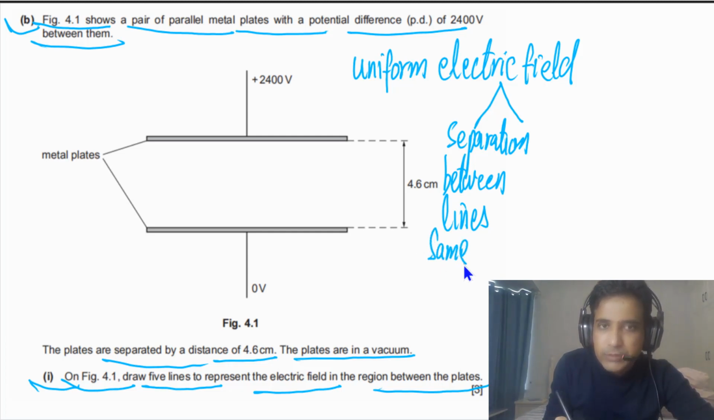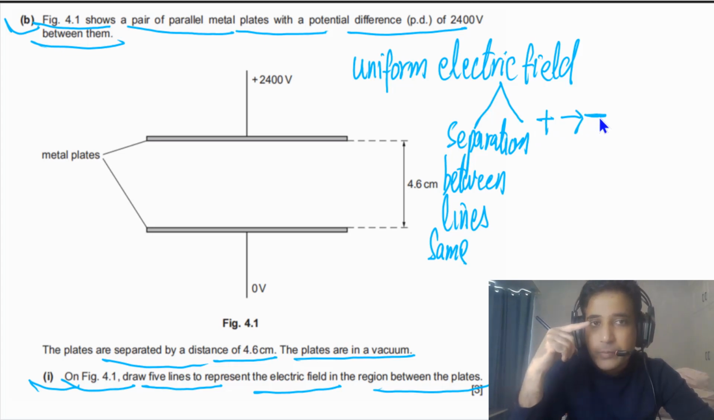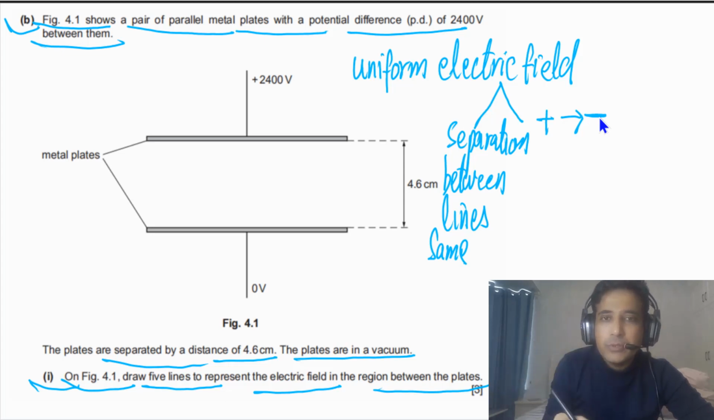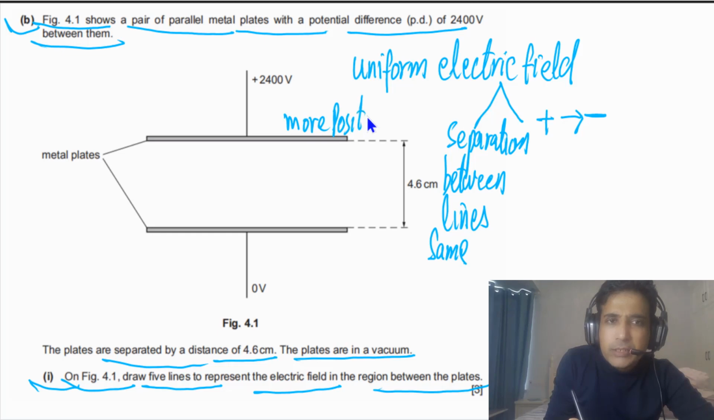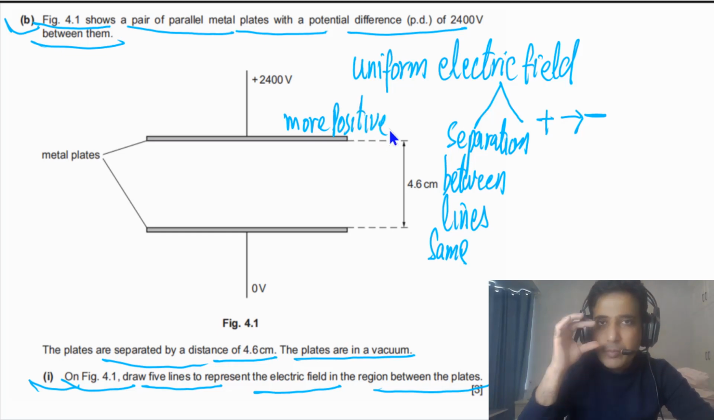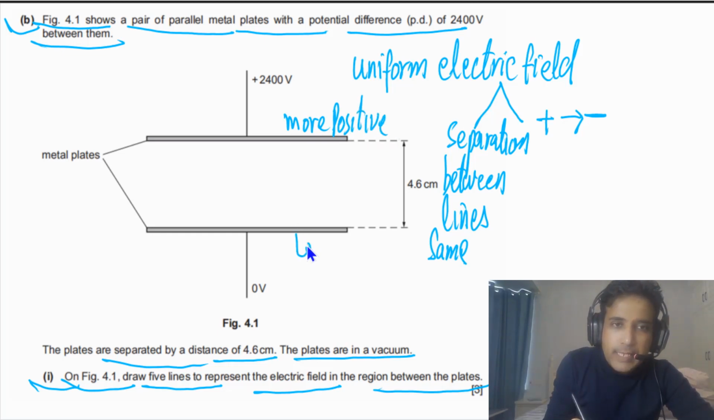The second thing you need to understand is that electric field lines point from the positive plate to the negative plate. So the direction of electric field lines has to be from the more positive plate to the less positive plate. In this case, this plate is more positive. Not only positive to negative, it simply means from the more positive to the less positive plate, or simply we say positive to negative.